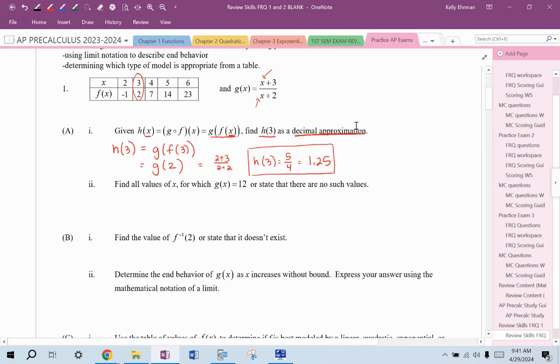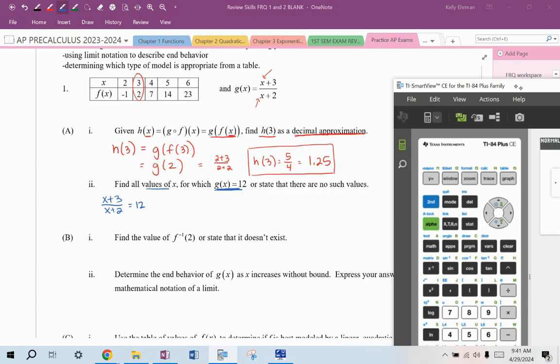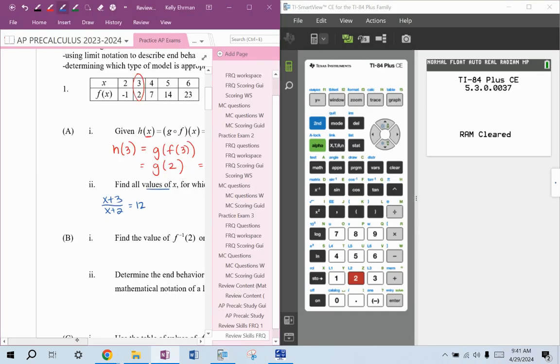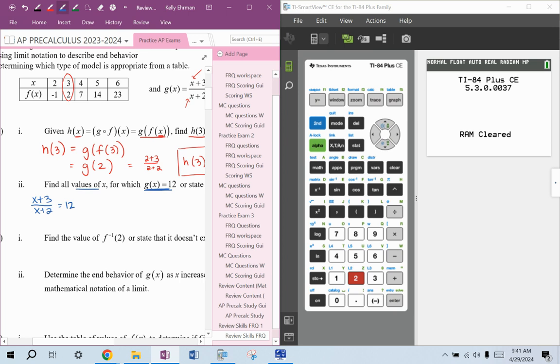Find all values of x for which g of x equals 12, or state that there are no such values. So again, show some work here. So what this means is, it shows us right here, set g of x equal to 12. So set (x plus 3) over (x plus 2) equal to 12. Now you have your graphing calculator, so you could put this into your graphing calculator and solve, or this one's not bad to do algebraically either, so I'm going to show you both ways.